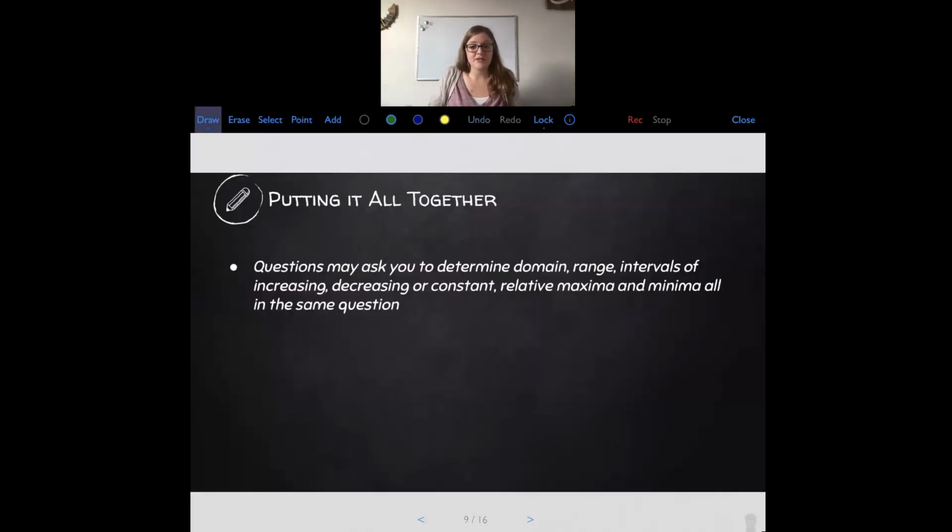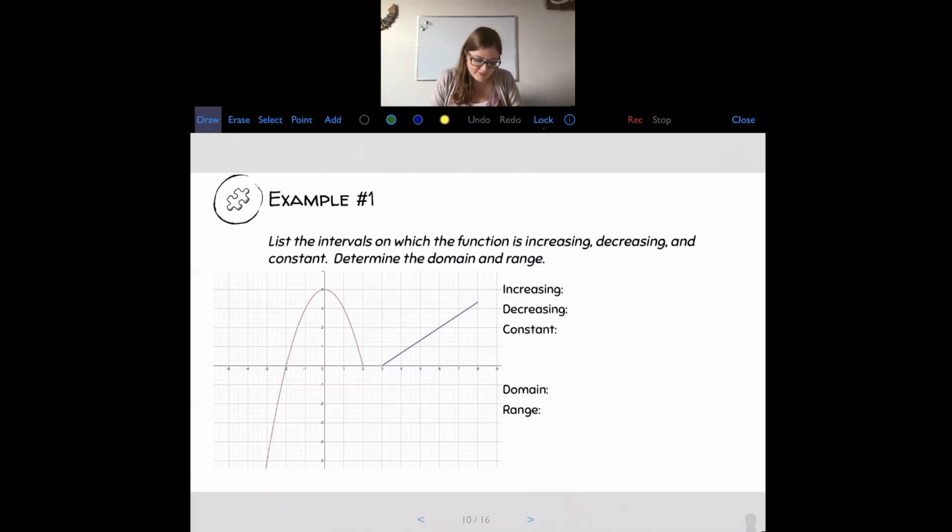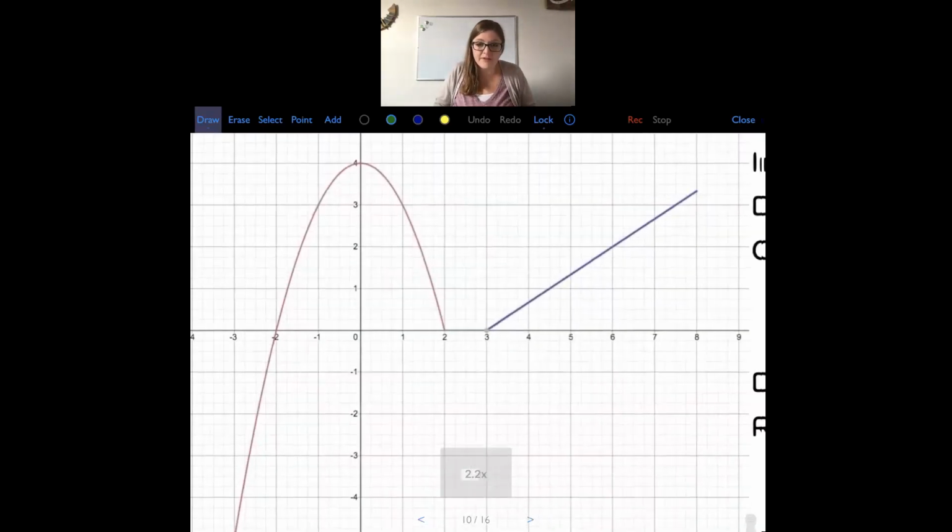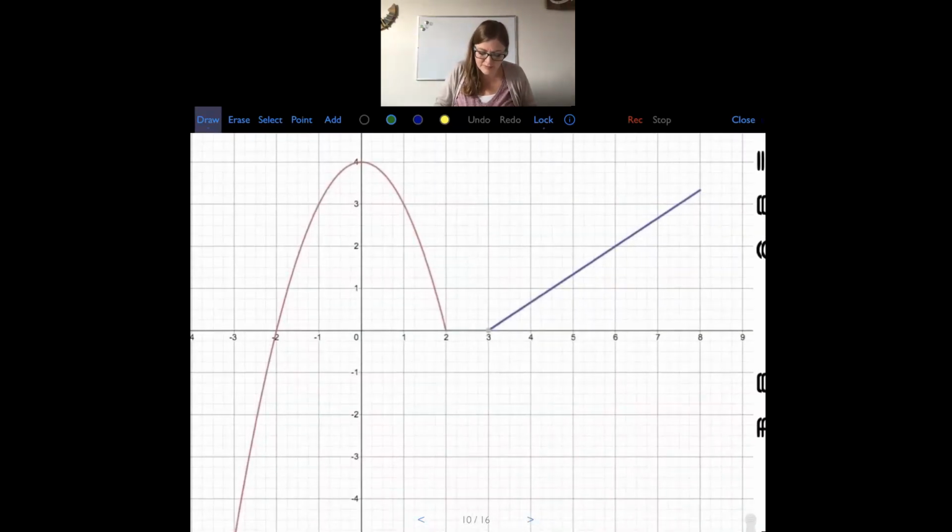Putting it all together, so some questions may ask you to put everything we've talked about, increasing, decreasing, constant, max, min, relative max, min, and domain and range together. So we'll do a few examples of that. So first, list the intervals on which the function is increasing, decreasing, and constant. Determine the domain and range. If it's not showing up super well, there is part of the graph that goes from 2 to 3.